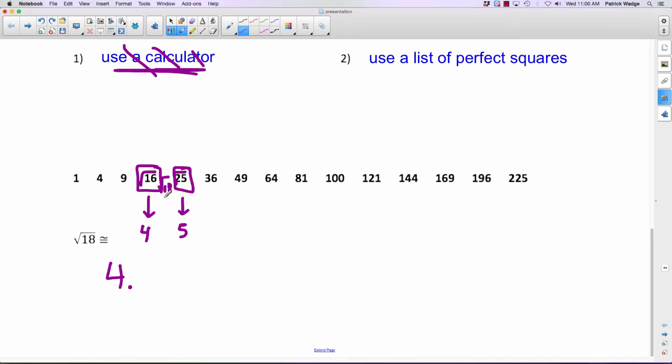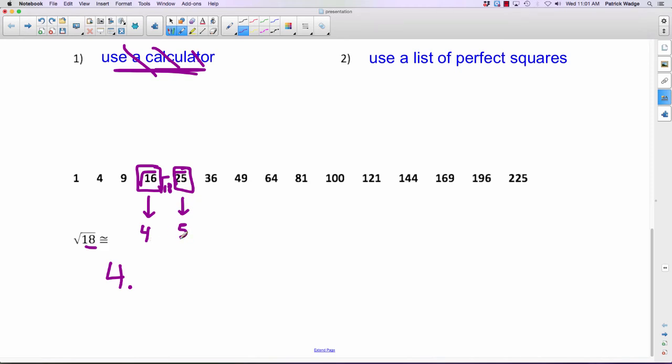You ask yourself, is 18 closer to 16 or to 25? Well, it's closer to 16, isn't it? It's only 2 away from 16. It's 7 away from 25. So it's definitely closer to 16, the smaller amount. So it's going to be closer to 4 than it is to 5.